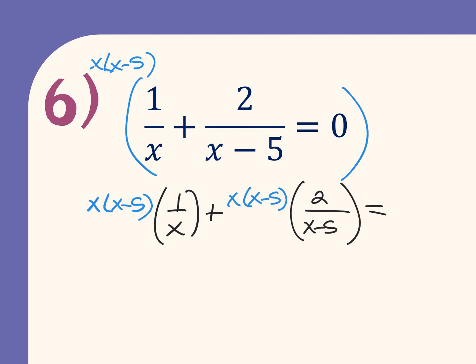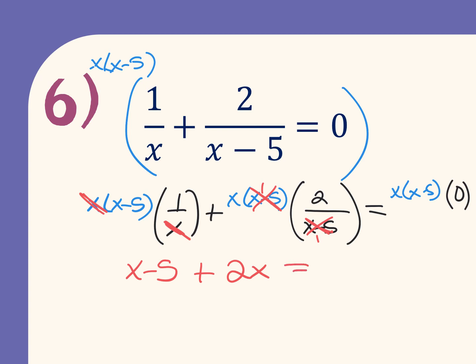And then finally last to the answer. Okay, so again, we're looking for things to cancel. So see how the x's cancel? And then 1 times x minus 5 is just x minus 5. Over here, the x minus 5s are going to cancel. And then I'm left with x times 2, which is 2x. And then the answer, anything times 0, is 0.